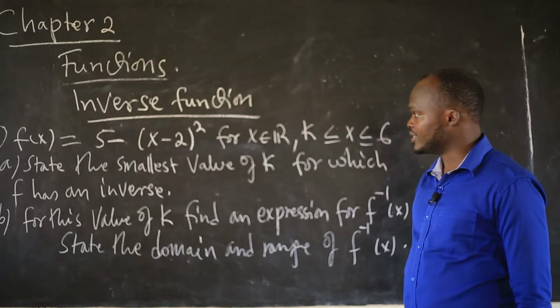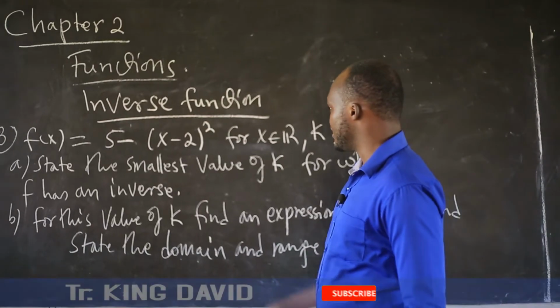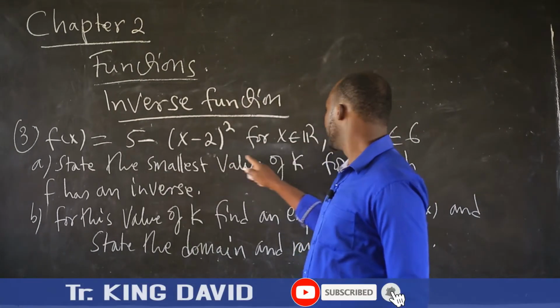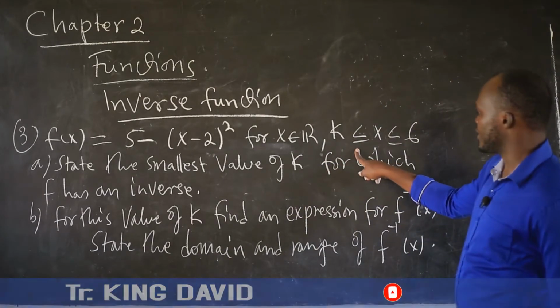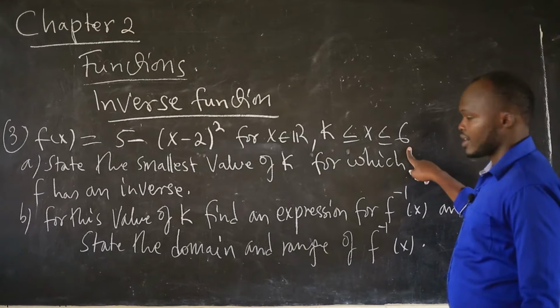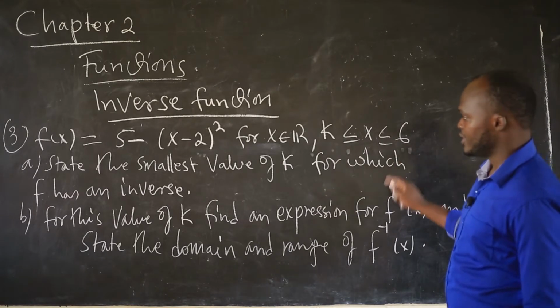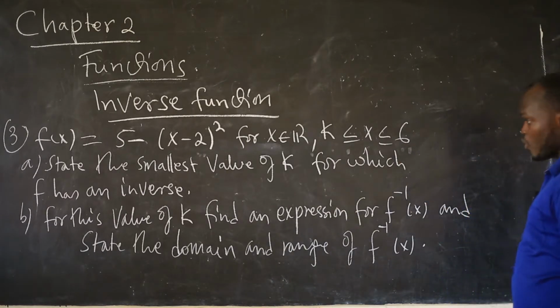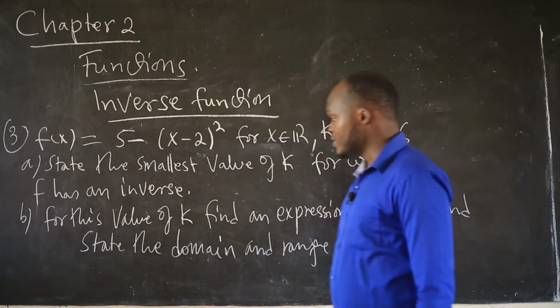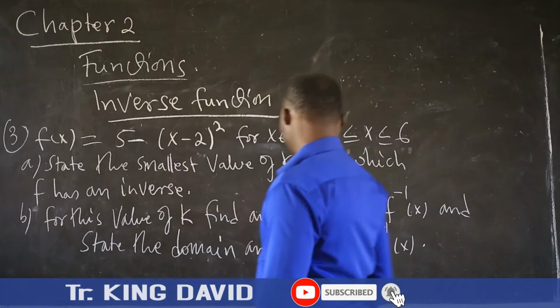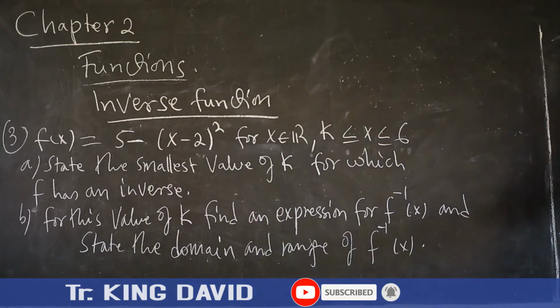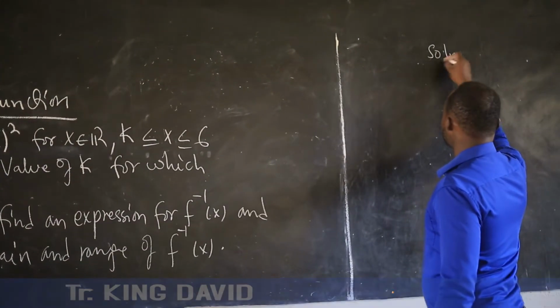So we have number 3 there. It is saying that f of x is 5 minus (x minus 2) squared, for x a member of the real numbers, such that k is less than or equal to x, less than or equal to 6. This is the domain. State the smallest value of k for which f has an inverse. And remember, our function has an inverse when the function is 1 to 1.